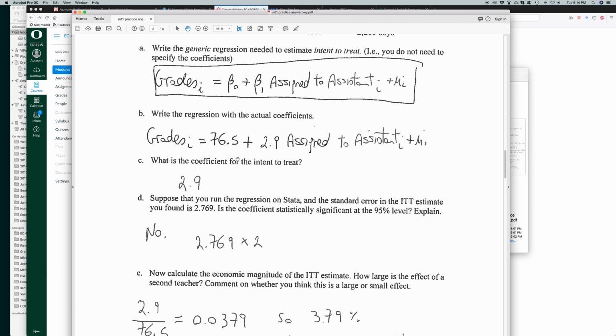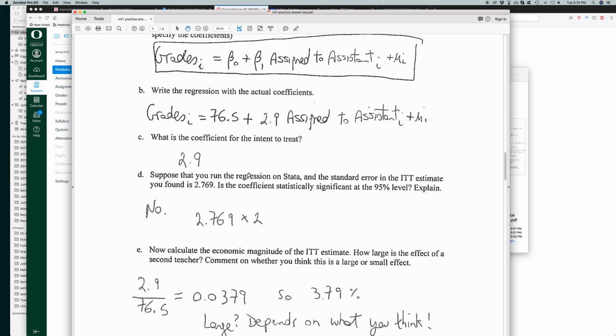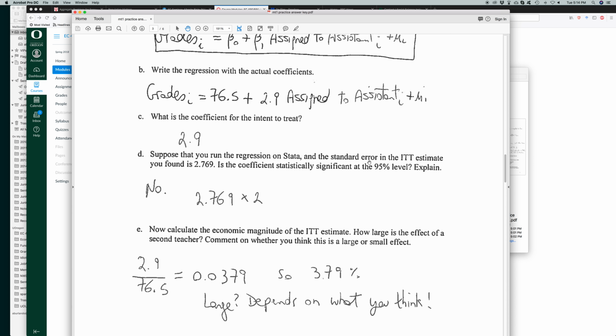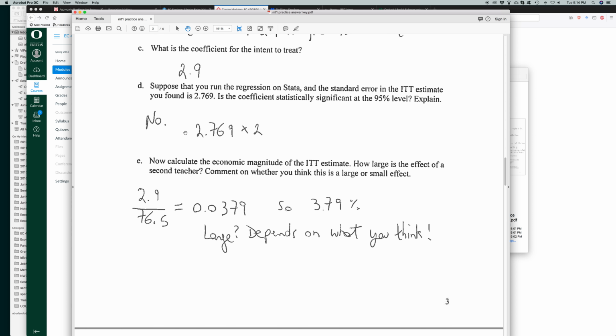So what is the coefficient for the intent to treat? That's 2.9. Suppose you run the regression and the standard error is 2.769. Is the coefficient significant? The answer is clearly no. The coefficient estimate is 2.9. The standard error is 2.7. If you were to double this, you get something a little bit over 5, and this is much smaller than 5. So this clearly is not statistically significant.